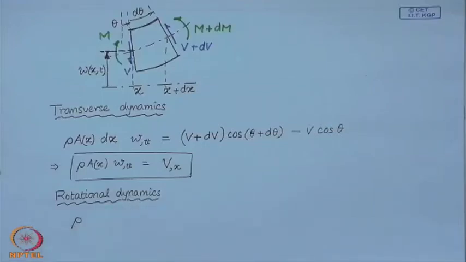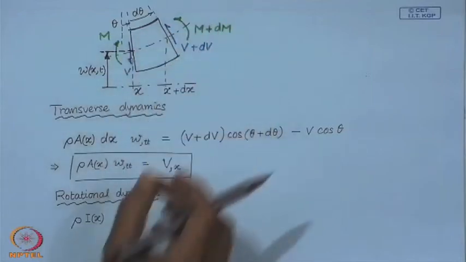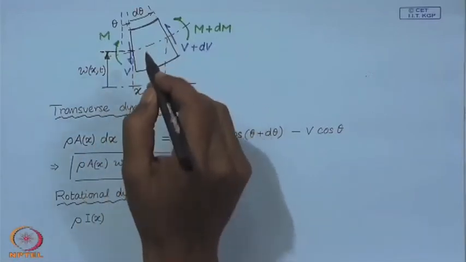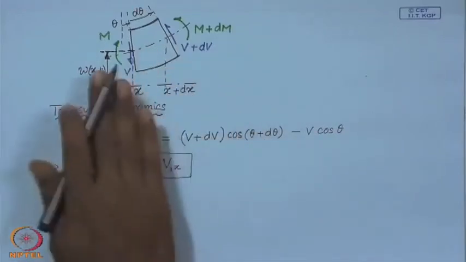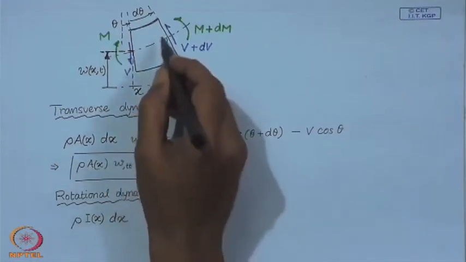So, if rho is the density of the material and if I is the second moment of the area about the neutral axis, then rho times I gives us the moment of inertia of this element about this axis, which is perpendicular to the plane of this paper. And so, this is the moment of inertia per unit length. So, times dx will give us the moment of inertia of this element times the angular acceleration.